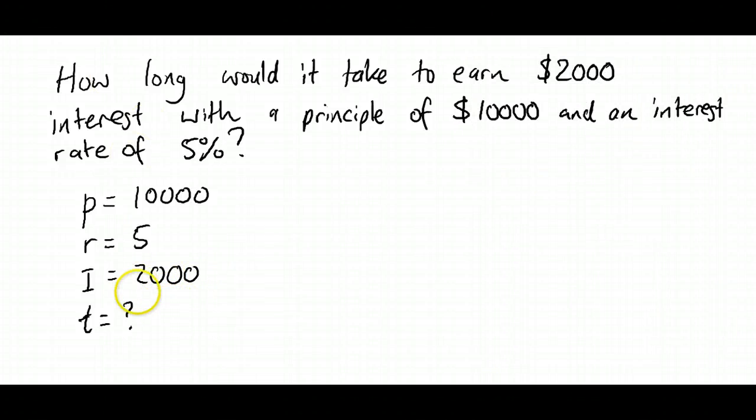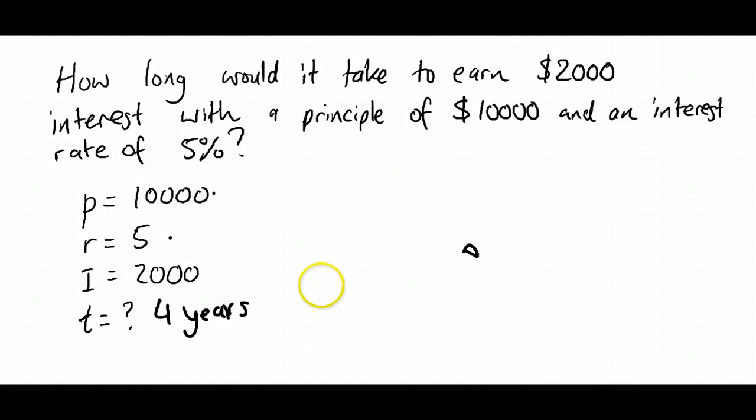So we just learned that it would take 4 years to get $2,000 of interest with a $10,000 principal at a rate of 5%. Okay, now sometimes it might ask you how many months would it take to earn that amount of interest.